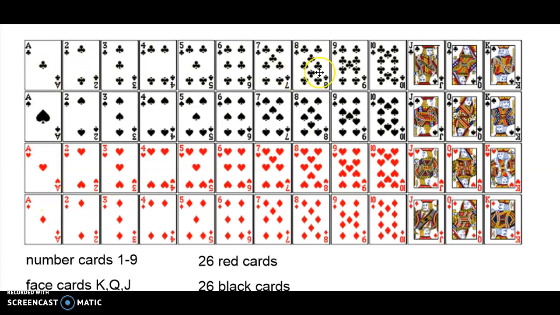There are 13 cards in each suit, 1 through 10, and there's a Jack, Queen, and King. The Jack, Queen, and King of each suit are what we call face cards. They have a face on their cards.